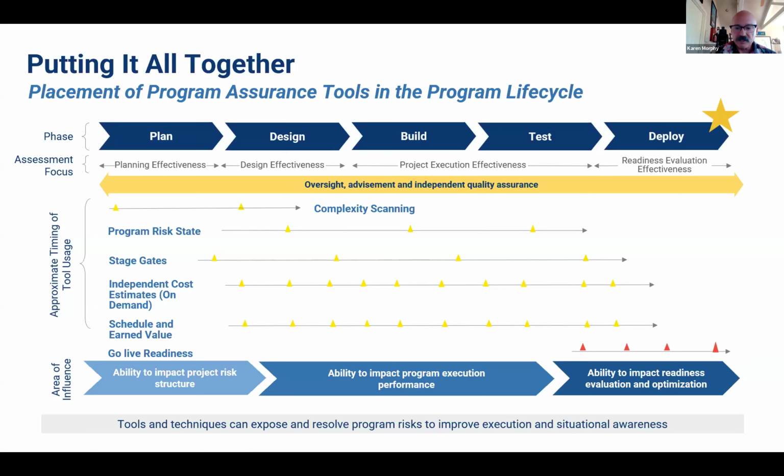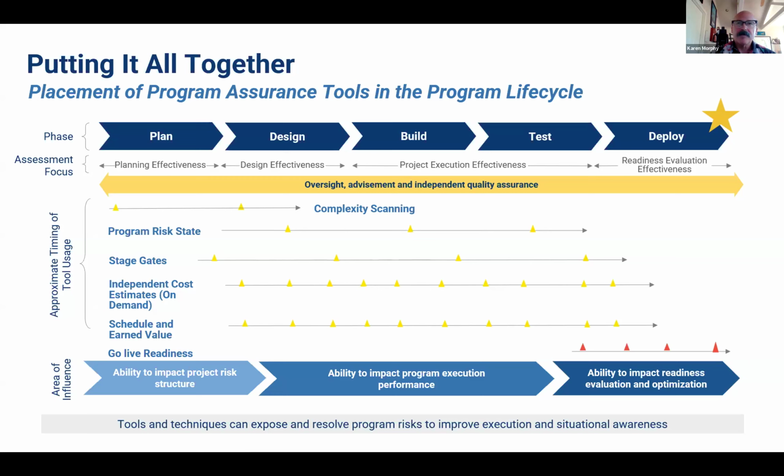And then go live readiness, you want to do it, obviously, gearing up. T minus 120 at the latest is what I typically see, to have your criteria ready and your tool seeded with all the information by T minus 120. And then you have a series of go live readiness formal checks before you make your final decision.